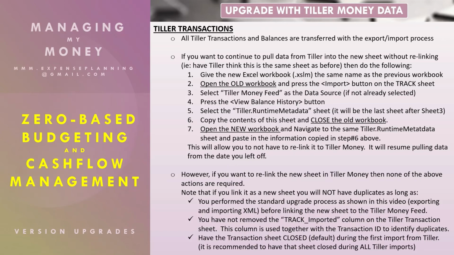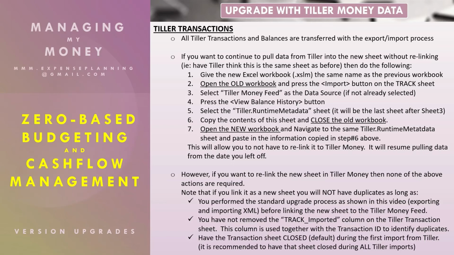However, if you want to continue to pull the data from Tiller into the new sheet without relinking, so without Tiller saying, hey, this is a new sheet, you need to relink it (I think you have 5 sheets that you can link), and you want it to think that this is the same sheet as it was before and just resume pulling data as if it were the same sheet, then you need to follow the 7 steps given below.